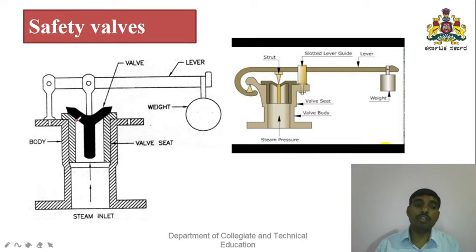Let's take the lever operated safety valve. Here you have a lever, and then we have a weight here, on the valve seat. The steam inlet is coming in here. Once the steam pressure is high, this valve will lift up.